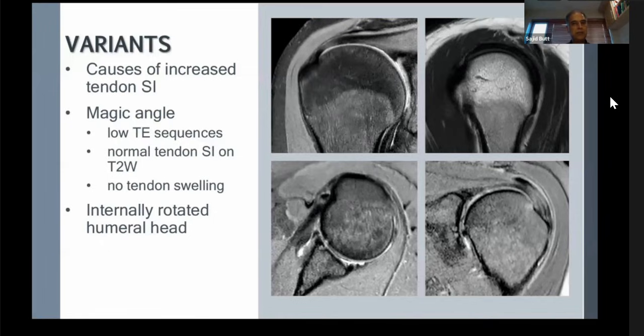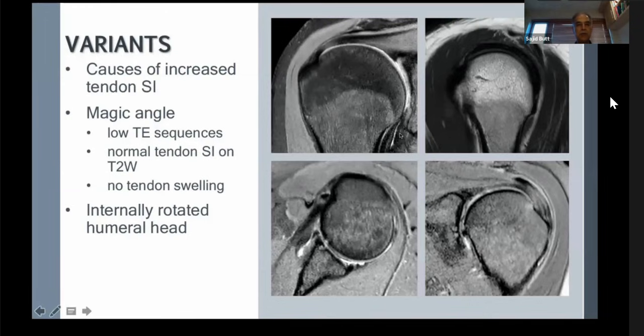How do you tell that it's magic angle and not something actually pathological? You look at a T2 weighted image, and if the signal intensity is normal on a T2, we don't call it. So here is an example, coronal image, infraspinatus. As the tendon is bending, we see that it's got an increased signal intensity, and that's a spurious increased signal intensity. If you look at the T2 weighted sequence here, in the corresponding section of infraspinatus, we see that it's actually completely normal and there is no abnormal increase in the signal intensity.